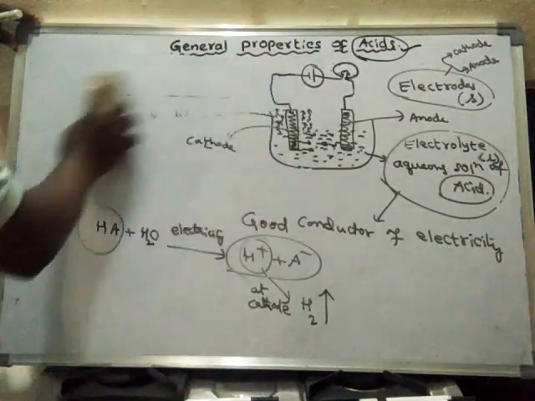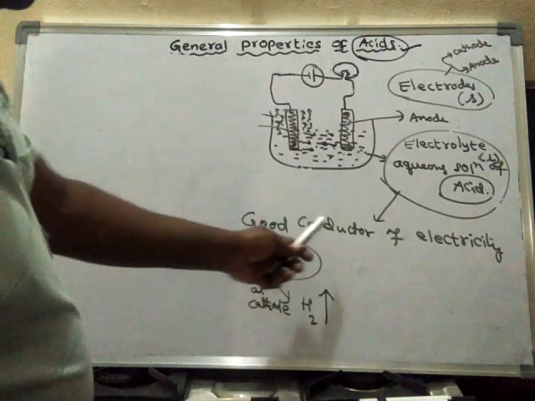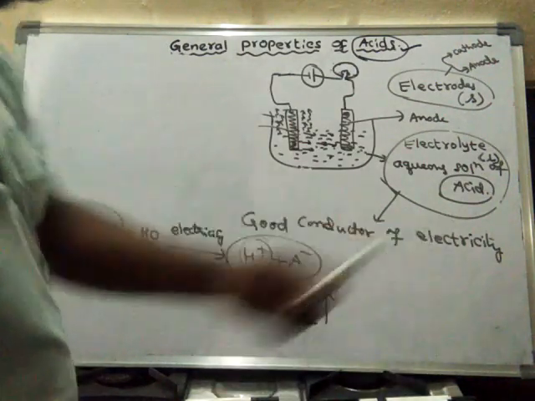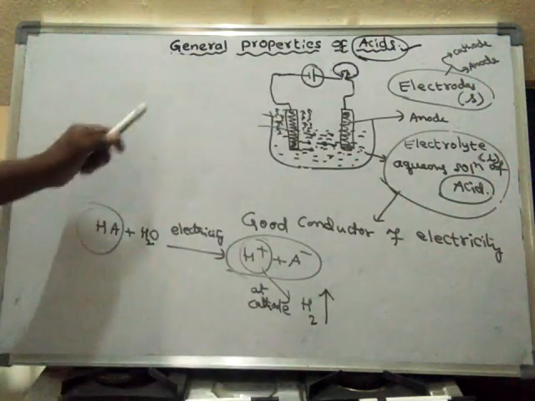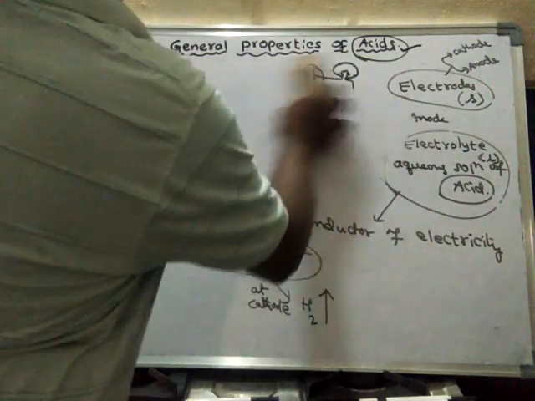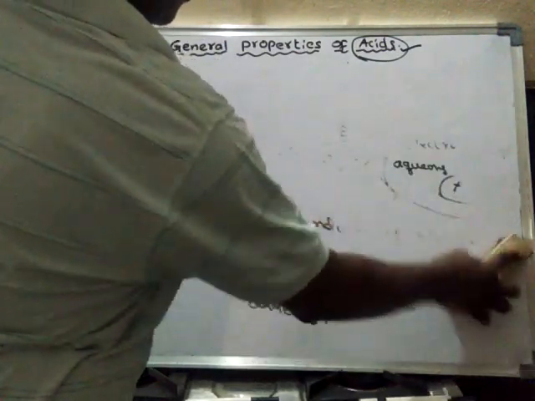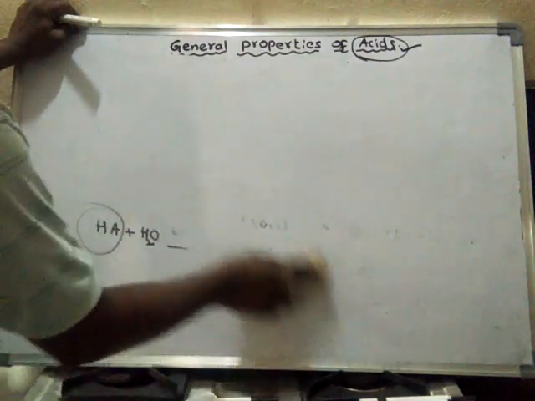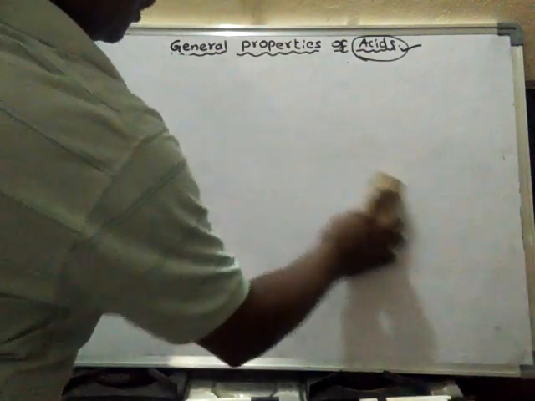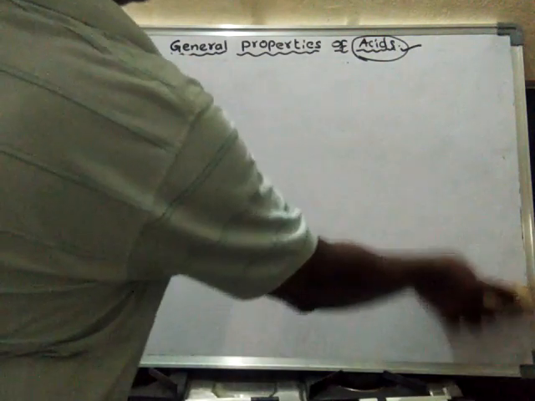So this is another property of acids: they are good conductors of electricity, and they decompose and liberate hydrogen gas at the cathode.